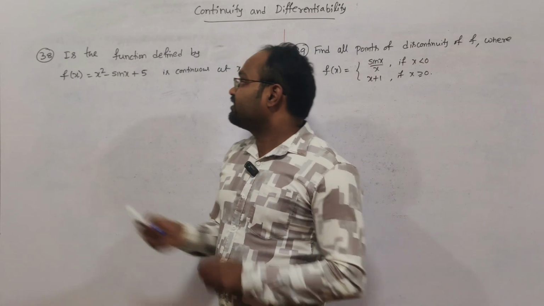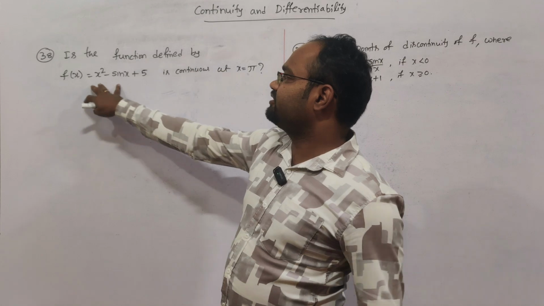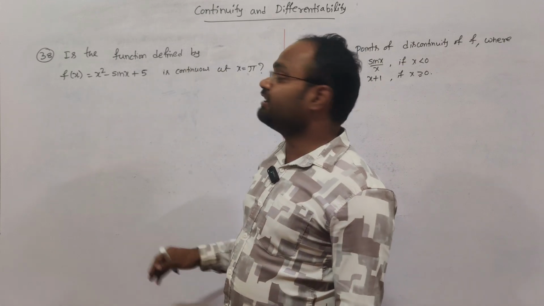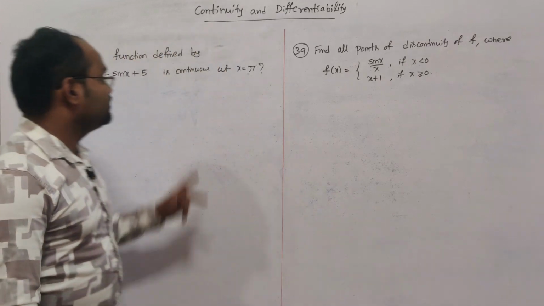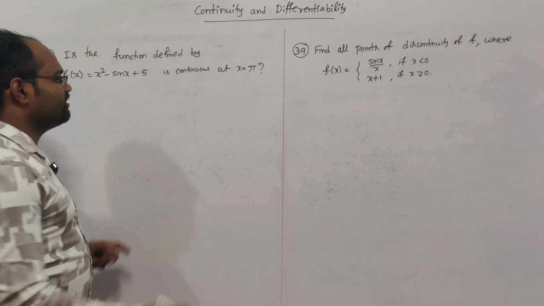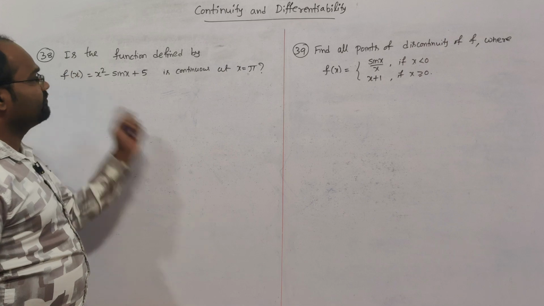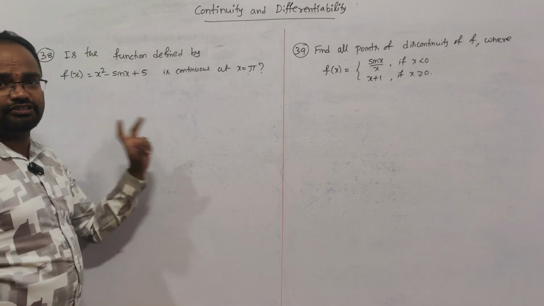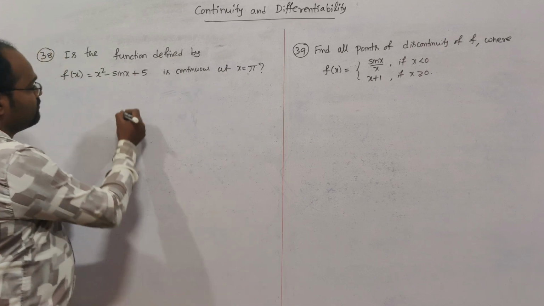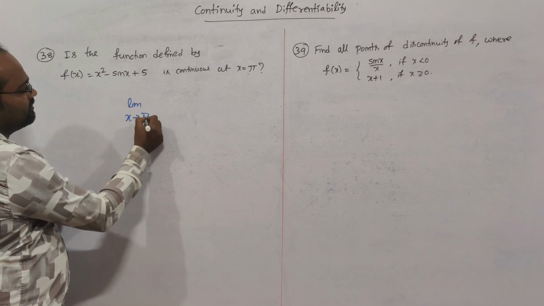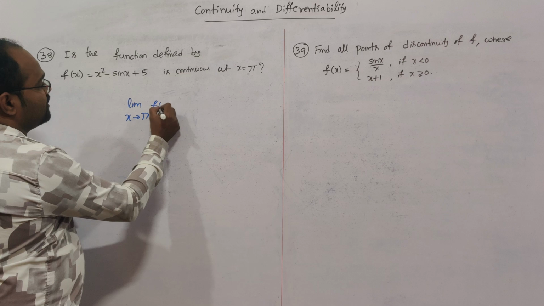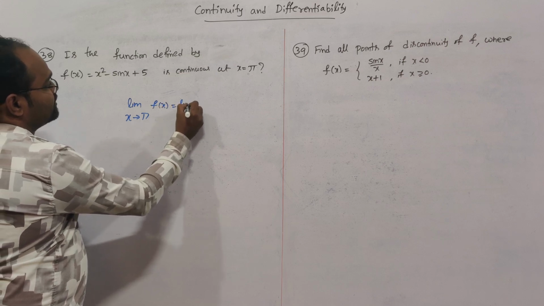Okay, next, is the function defined by f of x is equal to x square minus sin x plus 5 continuous at x equal to pi? So this is continuity at a point. How to check the continuity? We need to check the limiting value and the functional value. So what is the limiting value? Limit as x tends to pi of f of x, what does it become?